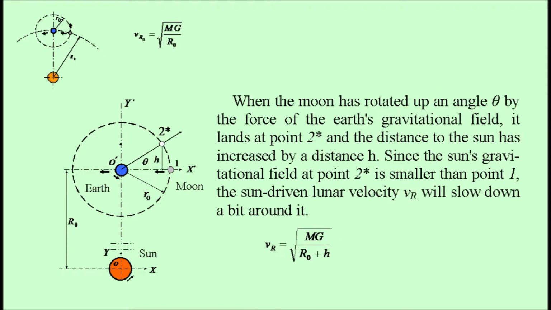When the Moon has rotated up an angle theta by the force of the Earth's gravitational field, it lands at point 2*, and the distance to the Sun has increased by a distance h. Since the Sun's gravitational field at point 2* is smaller than at point 1, the Sun-driven lunar velocity Vr will slow down a bit around it.